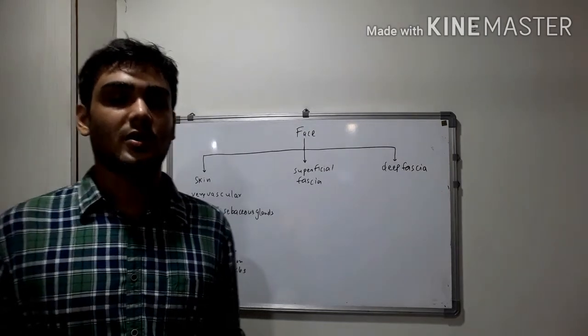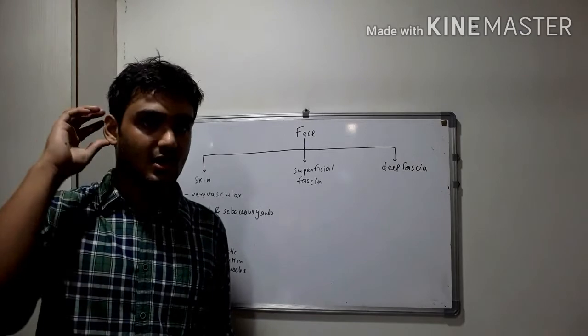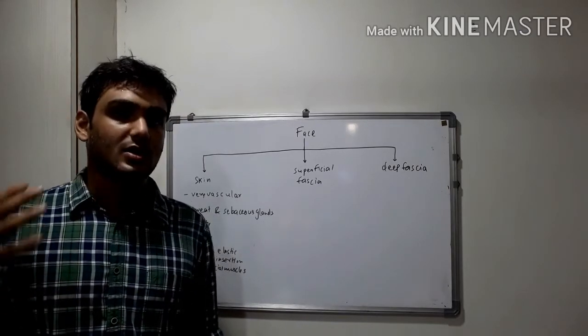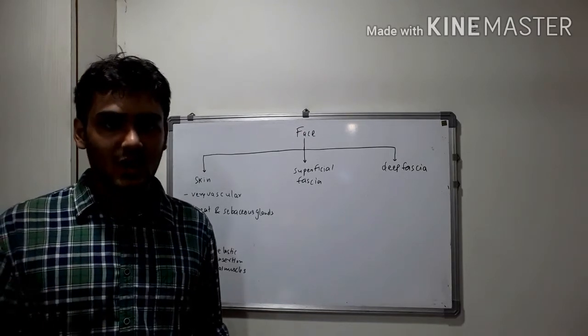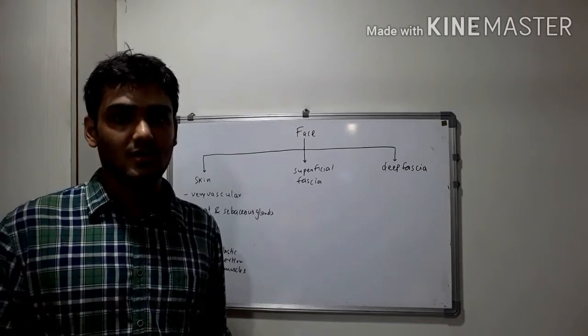Then talking about the fixity of certain parts. The skin over the nose and the auricle, that is the ear, is quite adherent to the tissue. And so if there is a boil or infection of that part, it will be very painful.